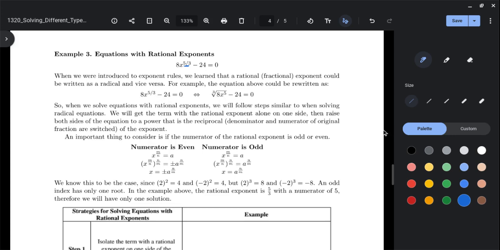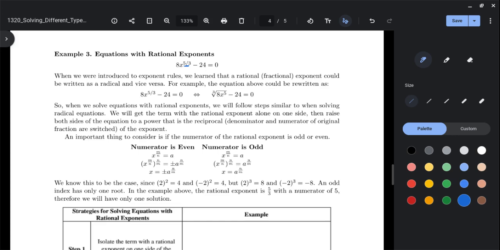When we solve equations with rational exponents, it's going to be very similar to the steps we used when solving radical equations. We're going to want to get the term with a rational exponent by itself on one side, and then we're going to raise both sides of the equation to the power that's the reciprocal of the exponent. And remember that a reciprocal just means that we flip the denominator and numerator. I'll show you what I mean as we go about solving this example.